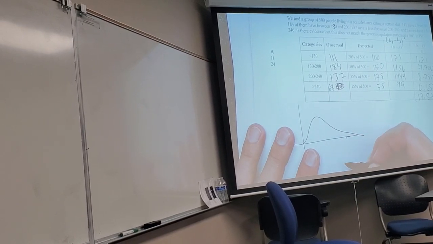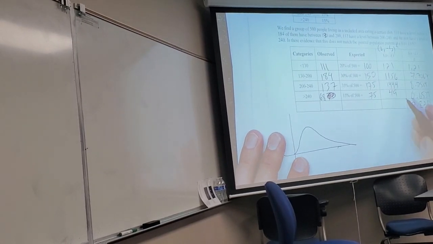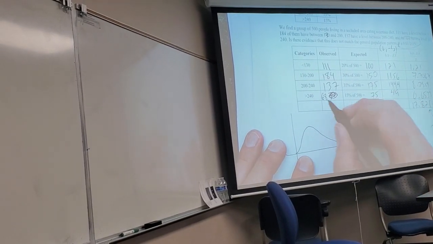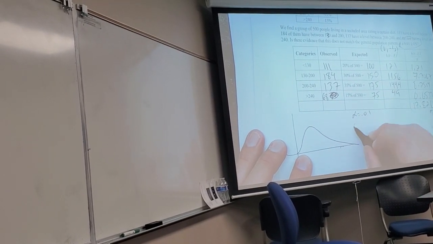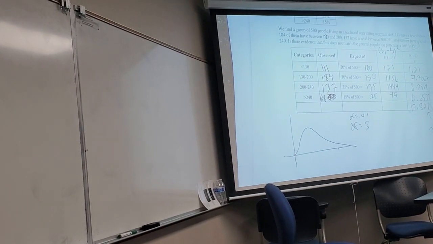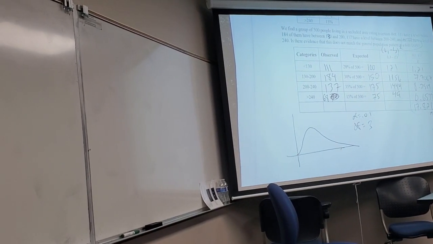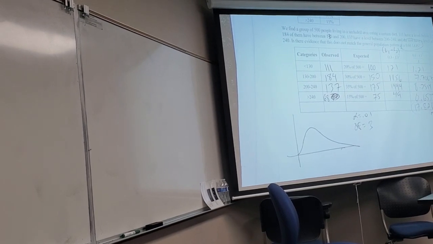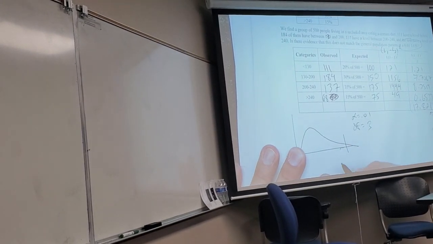What's alpha? 0.01. I love it. So alpha's 0.01. What's the degrees of freedom? 3. So take a minute, look that up. What's the critical, what's the rejection region chi score? Chi squared.